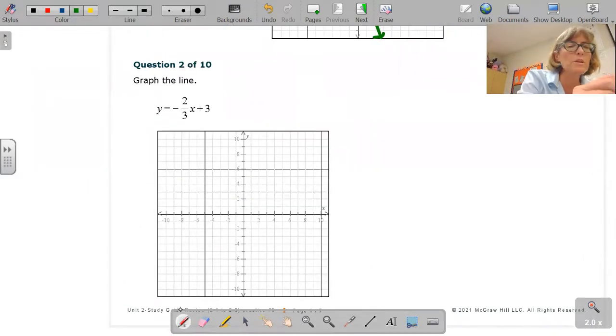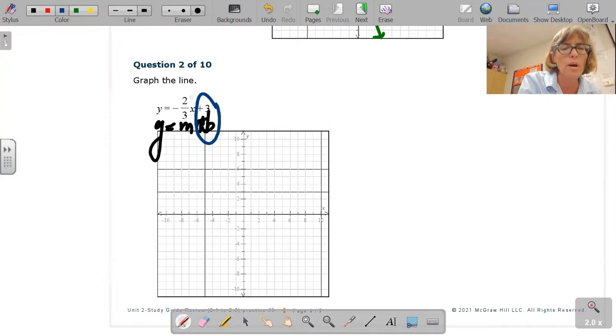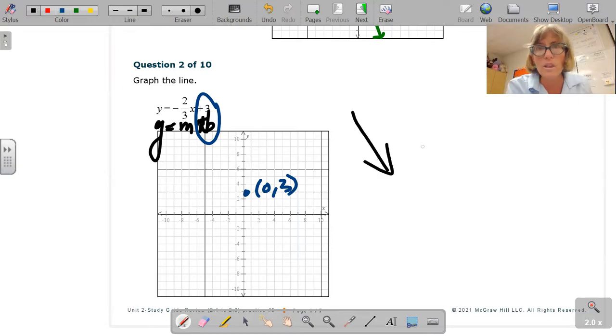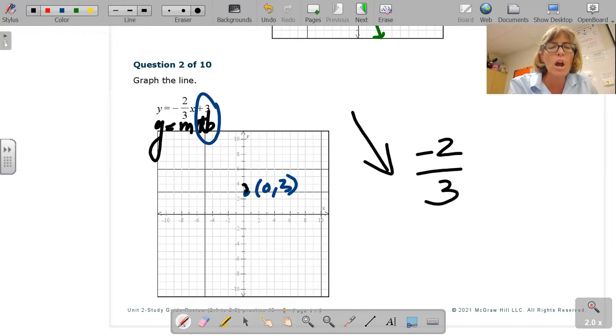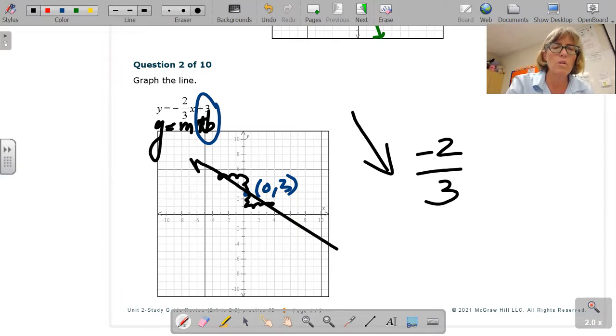Once again, y equals mx plus b. Our b, again, is +3. So that's going to be (0, +3). The slope is -2/3. Negative means I'm going down from left to right. My rise is 2. My run is 3. So rise 2, run 3, or I could drop 2, run 3 this way. Straight edge. Of course, on ALEKS, you don't need a straight edge. It draws it nice and straight for you.